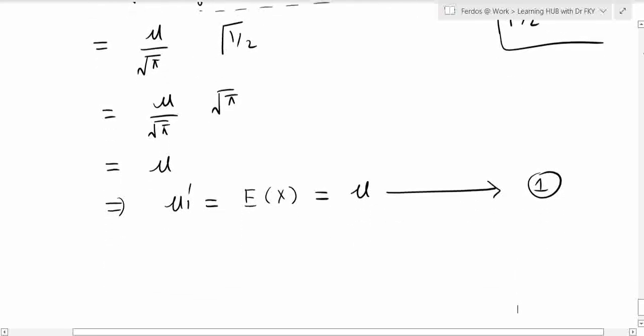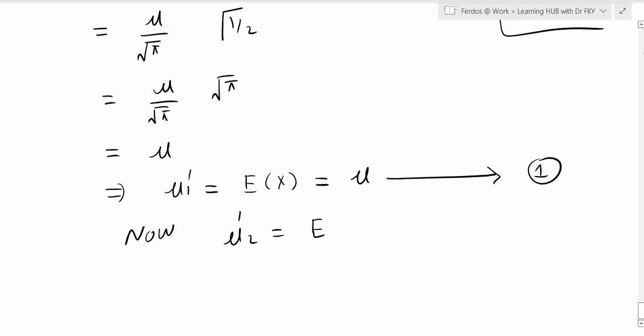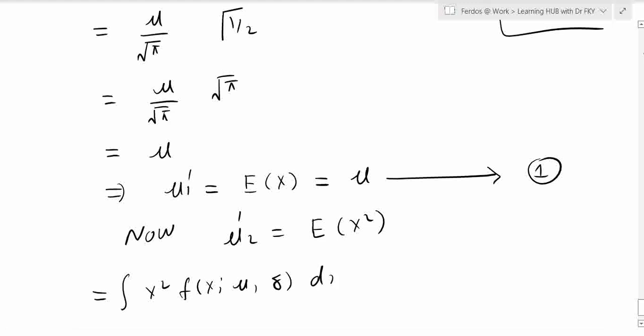Remember that now we need to solve E of x square, because we need to find mu2 as well. That is, mu2 prime is equal to E of x square, which is equal to the integral of x square f of x; mu, sigma dx.